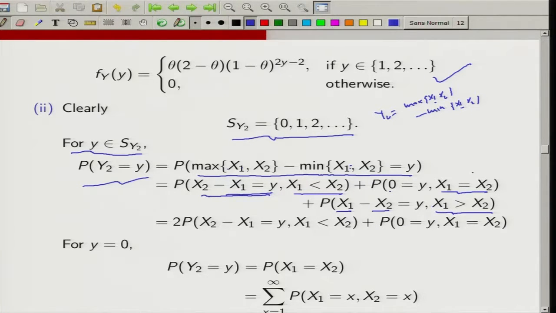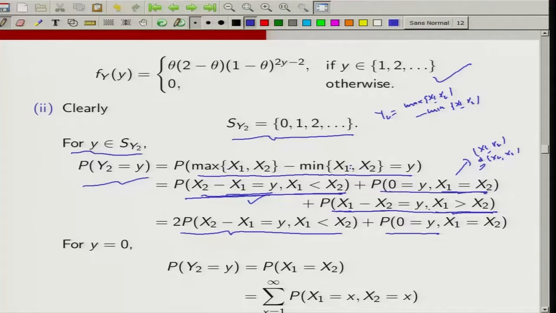Now, again here I use the fact that x1, x2 has the same distribution as x2, x1. So, that means here if I replace x1, x2 by x2, x1, the probability does not change. But if I here replace x1, x2 by x2, x1, I get the first term. So, that means this term is same as this. So, that is why here you get 2 times probability x2 minus x1 is equal to y, x1 less than x2 plus probability 0 is equal to y and x1 is equal to x2.